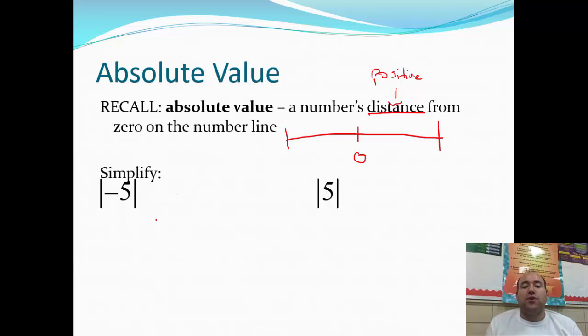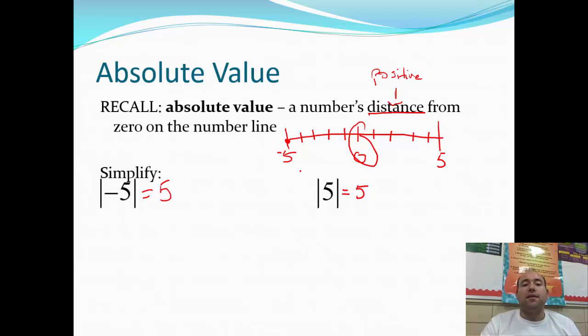So here are a couple trivial examples of how to take an absolute value. I think you all remember this. The absolute value of negative 5 is 5, because on the number line, negative 5 is 1, 2, 3, 4, 5 units away from 0. The absolute value of positive 5 is also 5, because again, on the number line, 5 is 1, 2, 3, 4, 5 units away from 0.